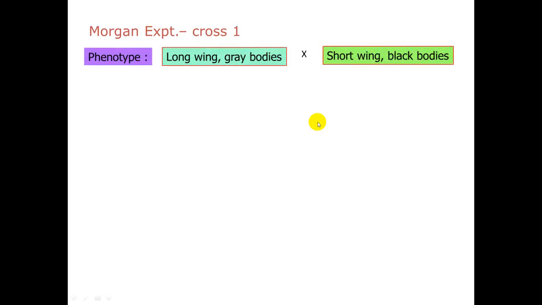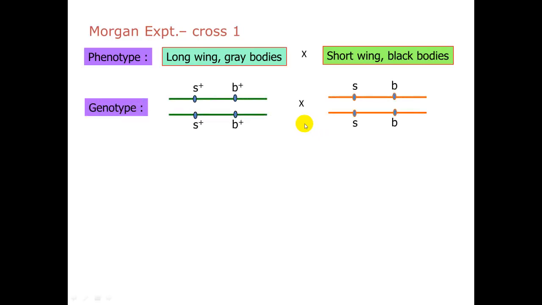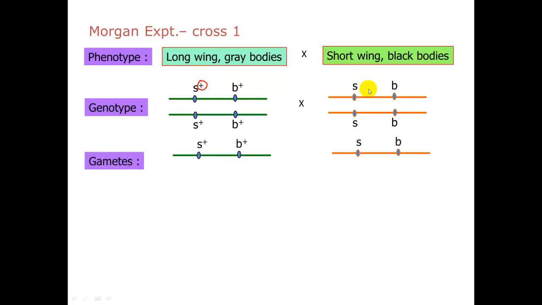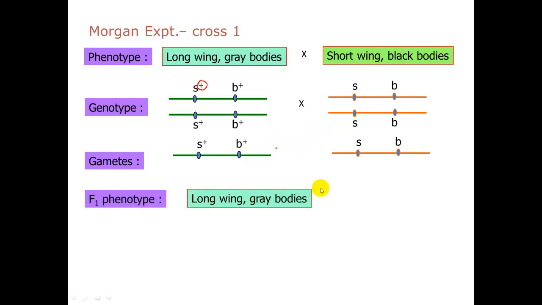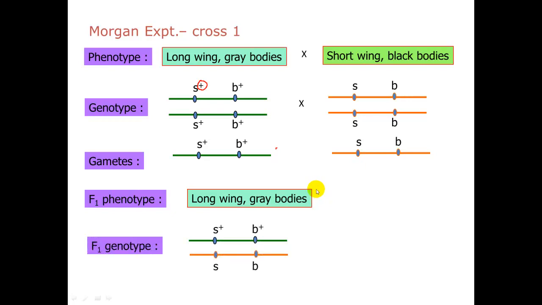So have a look at experiment number 1. What he did was cross long wing, grey body with short wing, black body. You can see there the genes placed on a chromosome, where the plus denotes the wild form, and these are the completely recessive form. So in the F1 we get these gametes, and finally the long wing, grey body were the F1 phenotype, that is very much on the expected line. So this was the F1 genotype, that is completely heterozygous.